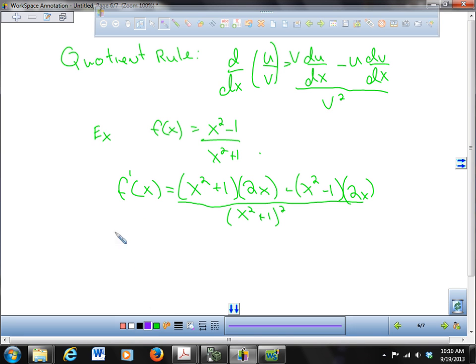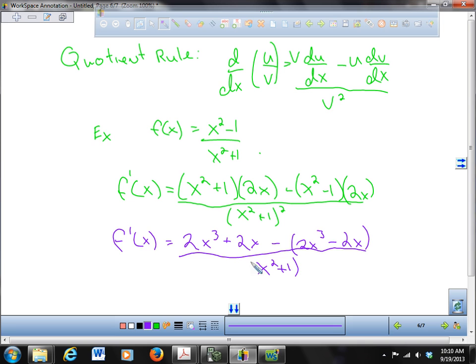Let's change colors. Okay, f prime of x equals, and things will usually simplify pretty nicely. 2x cubed plus 2x minus, and be careful with your signs here, 2x cubed minus 2x, over x squared plus 1 squared. Notice that I have a 2x cubed, which goes away with that 2x cubed, and I have 2x minus 2x, which makes how many x? 4x over x squared plus 1 squared. Okay, so that would be the derivative of that.